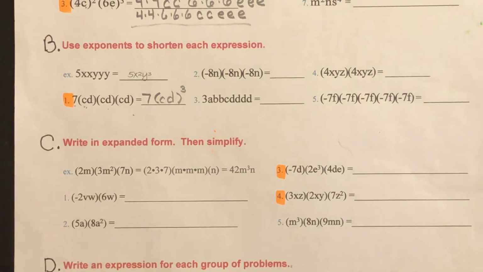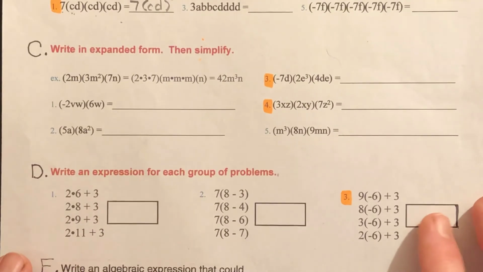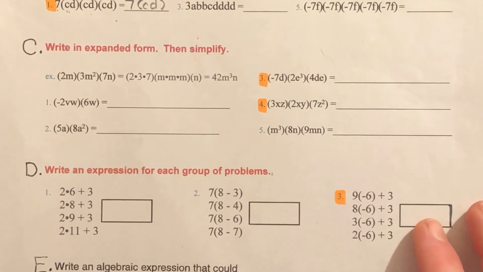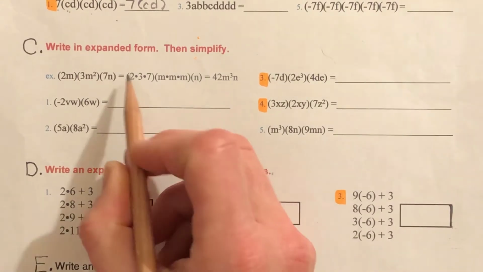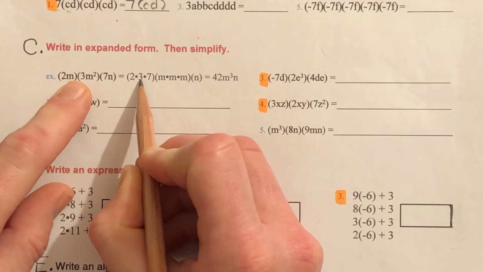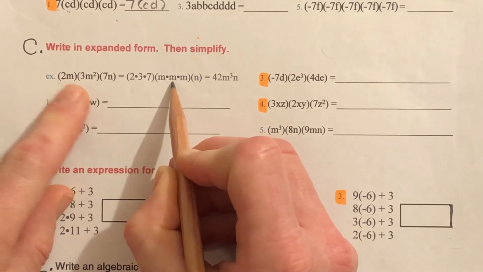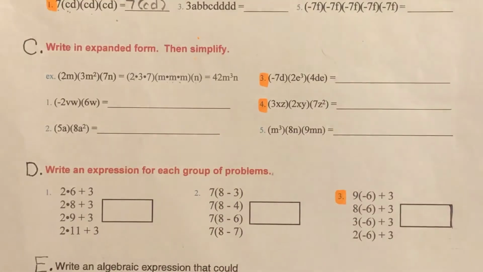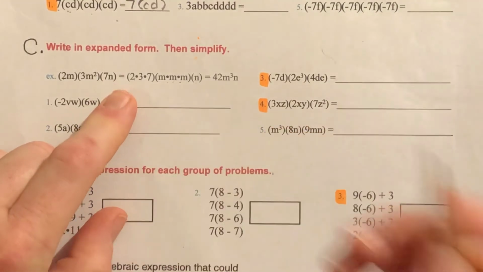On to C. C is different than the others. You're doing 2 different things. First, you're expanding them, and then you're simplifying. See how the first one was expanded? They wrote out all the numbers, 2 times 3 times 7. Then they did all the m's, and then they expanded out the n's. And then they joined them all together.